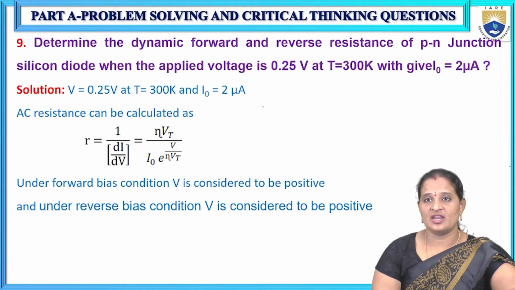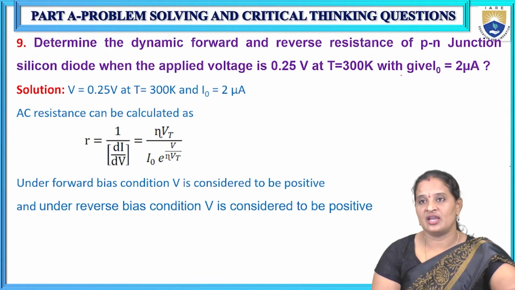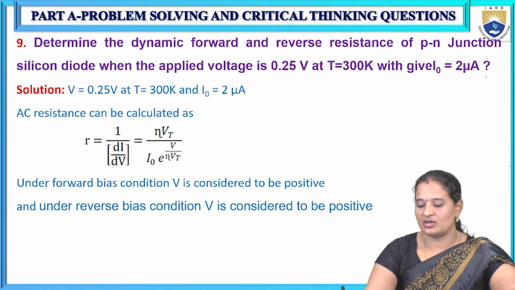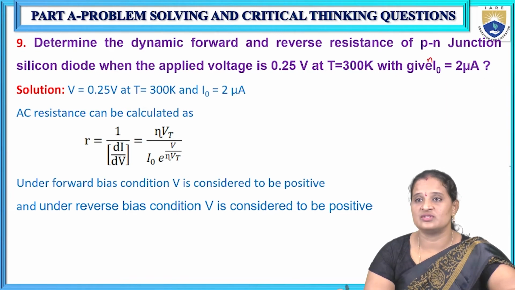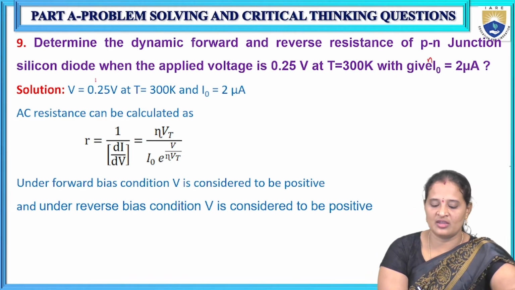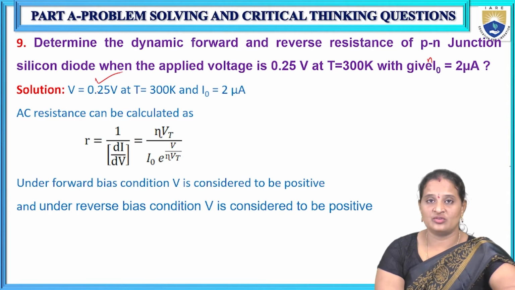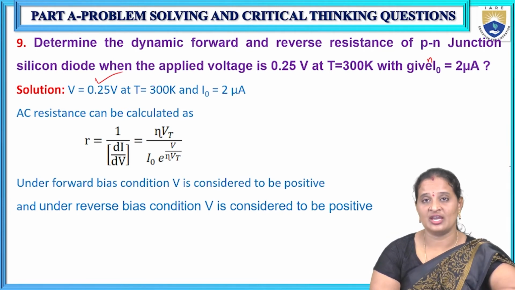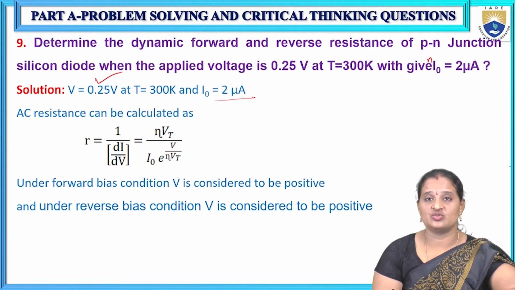Now determine the dynamic forward and reverse resistance of a PN junction silicon diode when the applied voltage is 0.25 volts at 300 degrees Kelvin, with the given I0 equal to 2 microamperes. So what is given here? Applied voltage 0.25 volts, temperature 300 Kelvin, I0 is 2 microamperes.